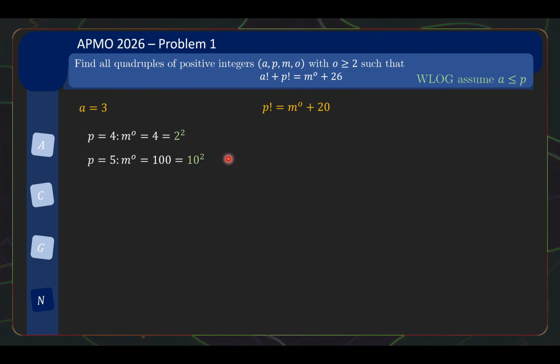P equals 5. Then we have 120 here. So M to the O is 100. And again, the only way to write this as M to the O is 10 squared. So again, this is a valid solution. So let's put this aside as well.